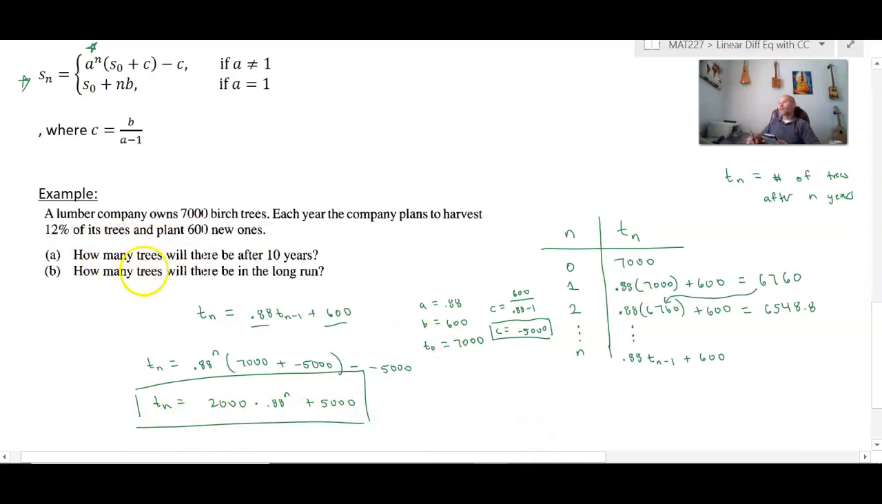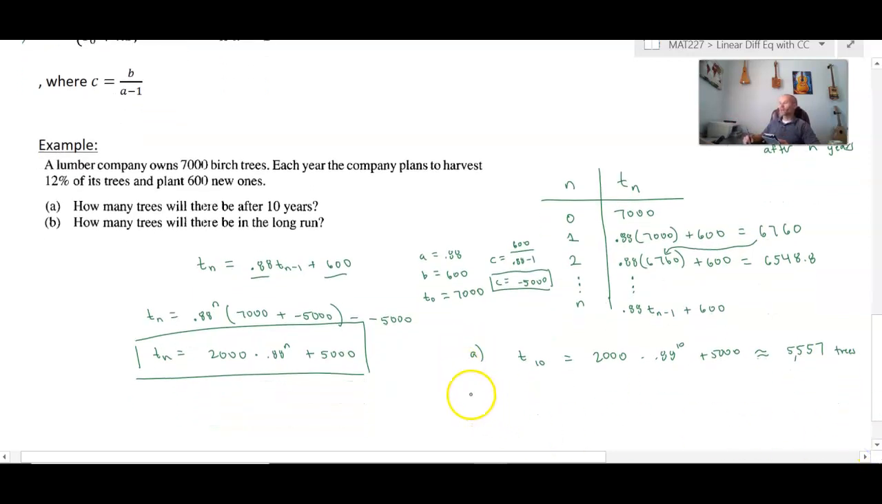Now, I can focus on answering some real-world questions. So now I could say that T of 10 is going to be 2,000 times 0.88 to the 10th plus 5,000. So in my calculator, I can just put in the previous line, and I get about 5,557.002, so about 5,557 trees.